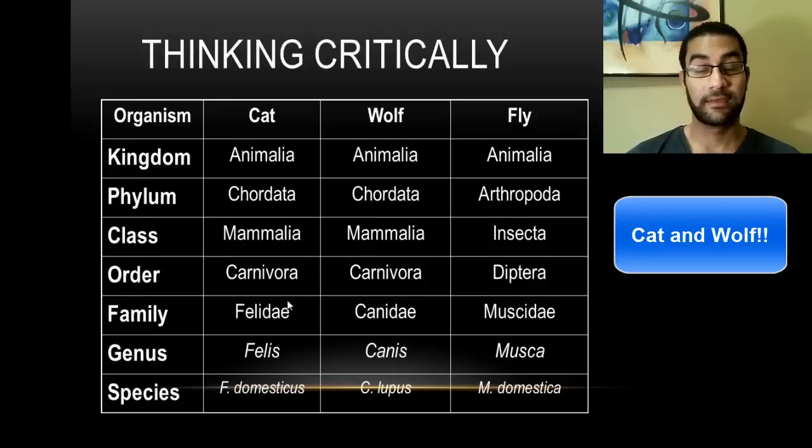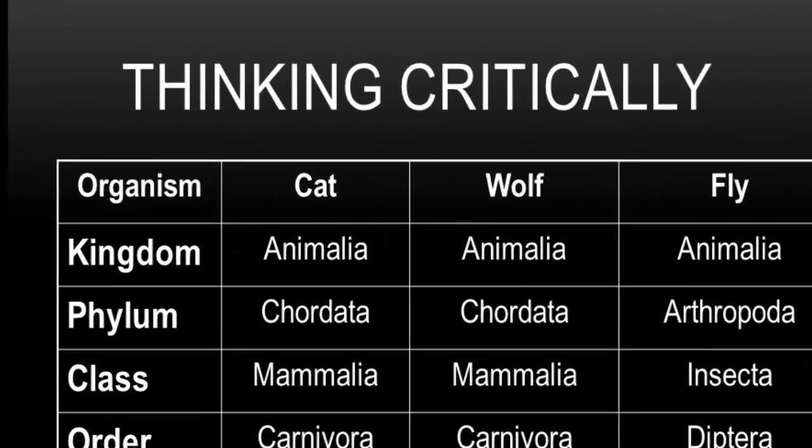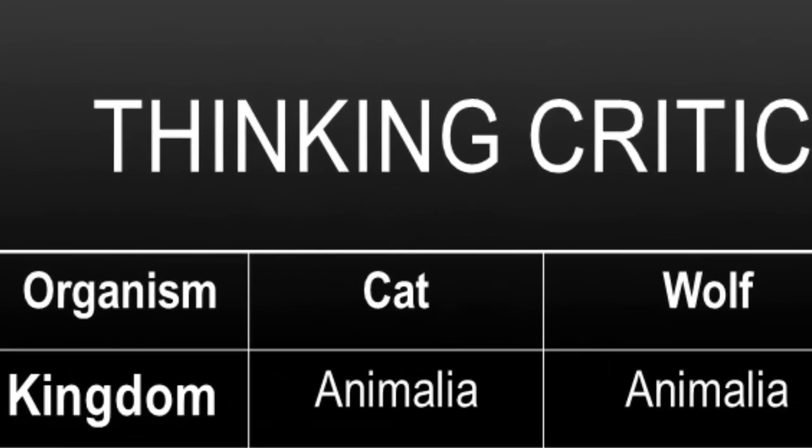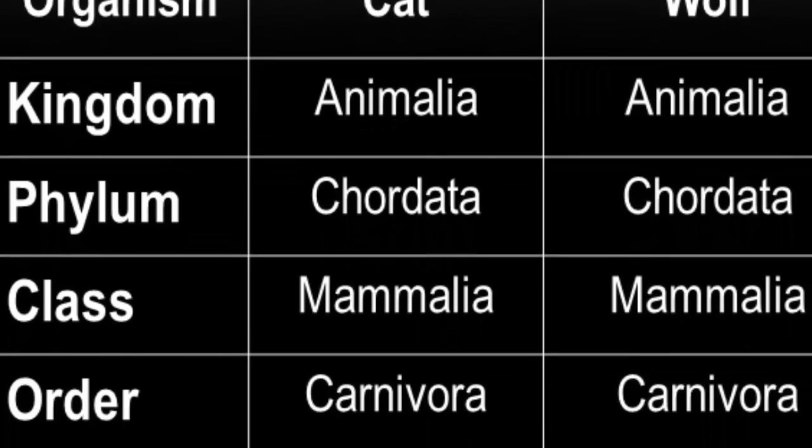Probably the cat and the wolf. Now, looking at them, you probably would have just immediately made that assumption because the fly is an insect and very much different than the other two. But you can show it to me based on taxonomy, because the cat and the wolf fall into the same kingdom, the same phylum, the same class, even the same order as each other.